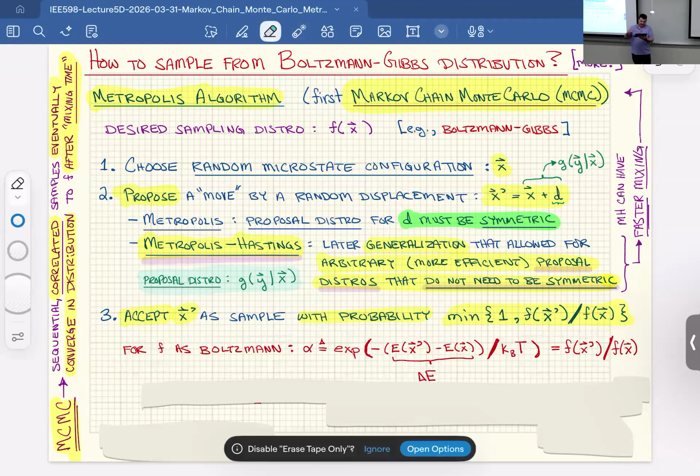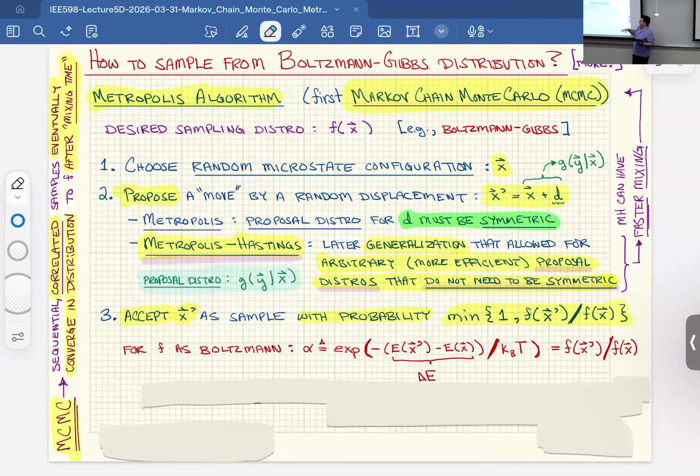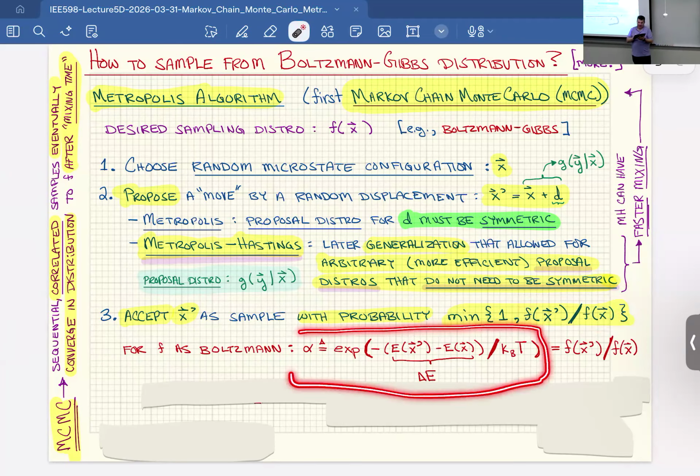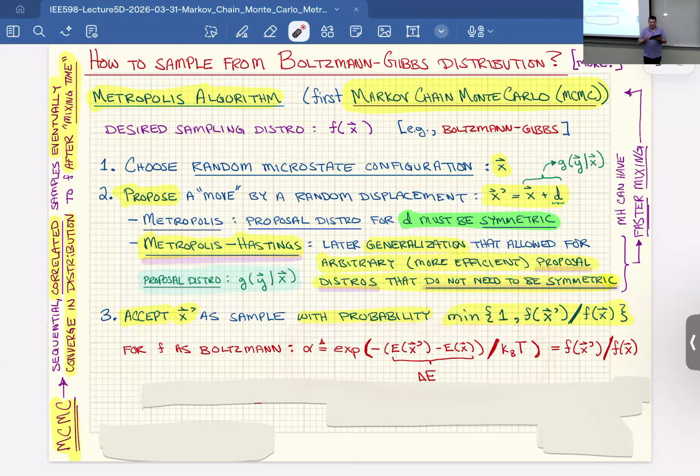If we make this focus on the Boltzmann, then this acceptance ratio maybe makes a little bit more sense. If I plug in the Boltzmann distribution for f here, then the ratio I get is this expression here. This is just e to the minus delta E over kT, where delta E is the energy difference from my new point to my old point.